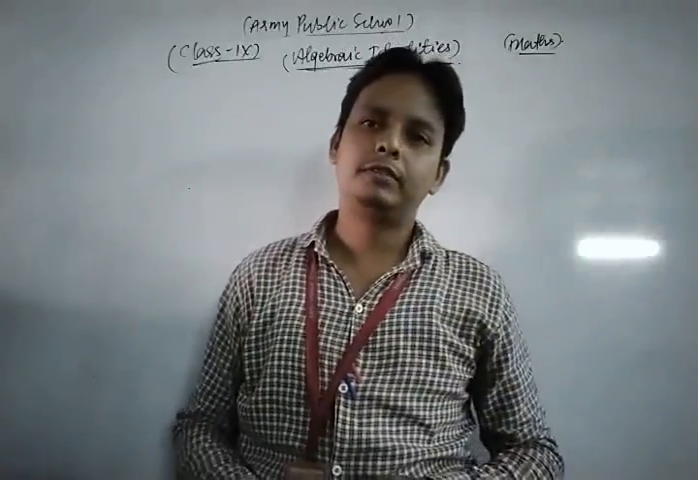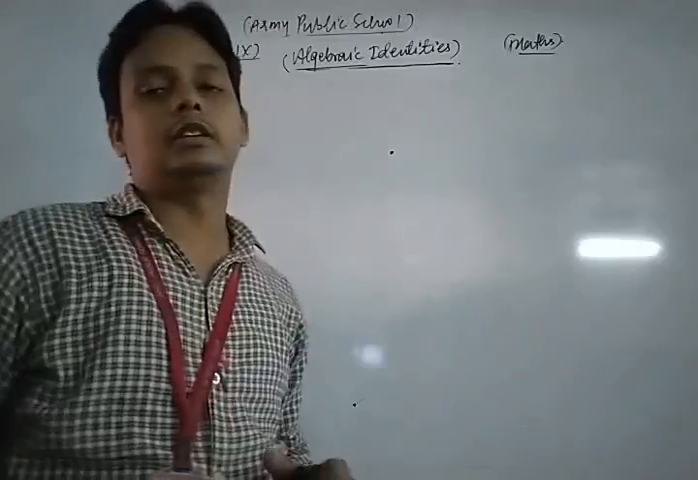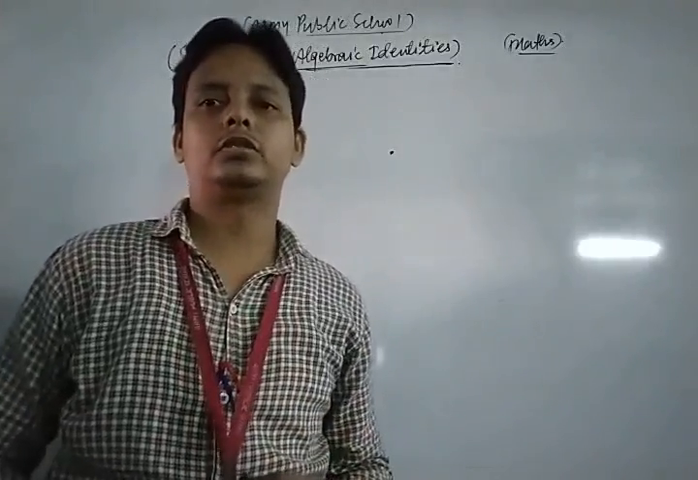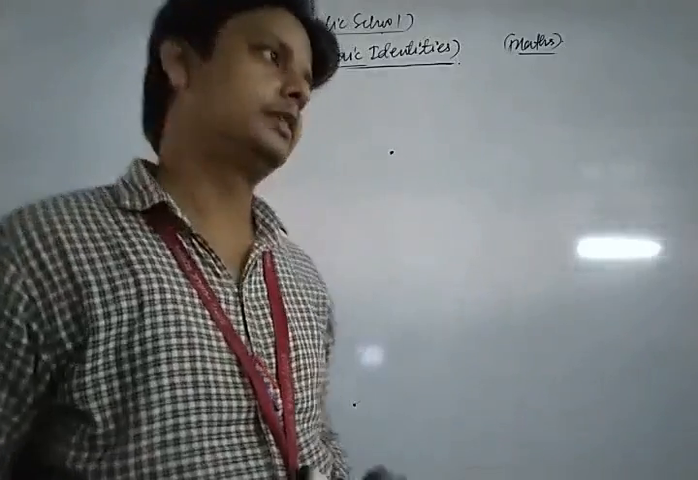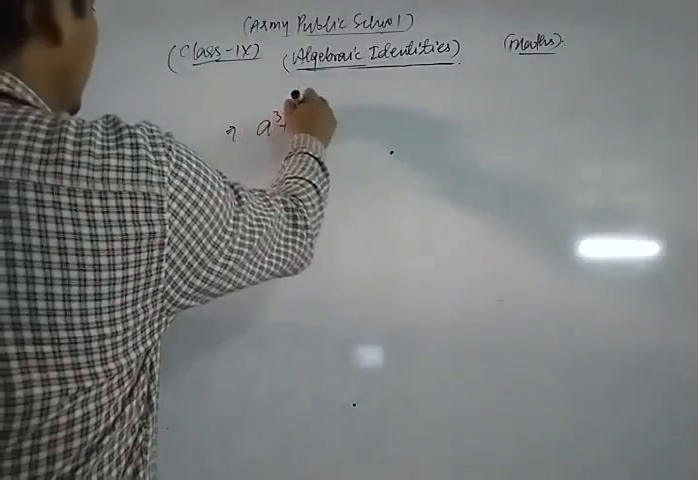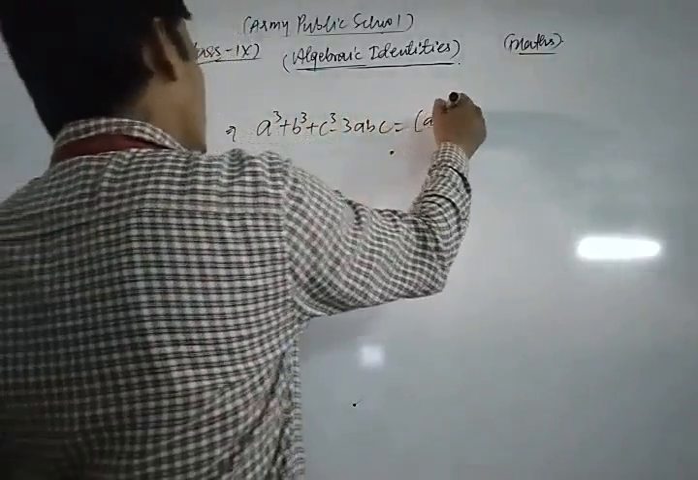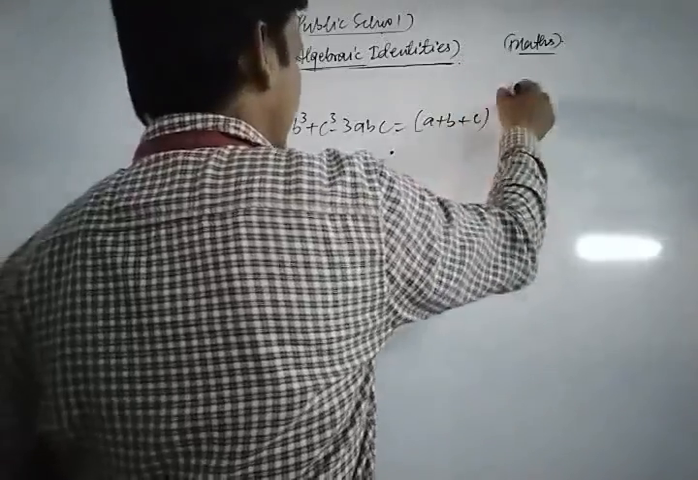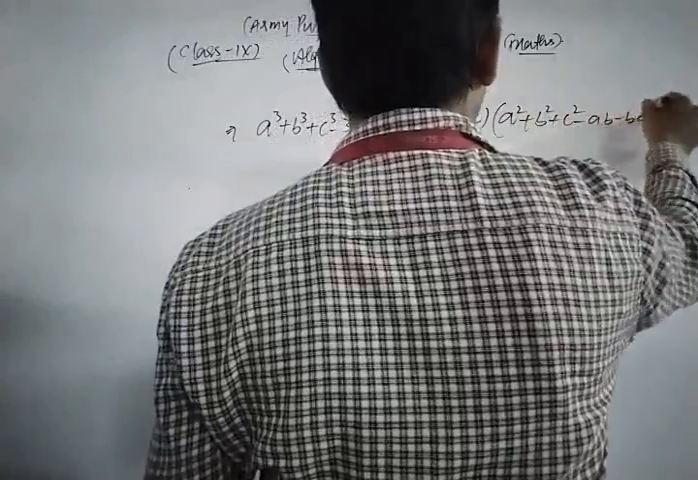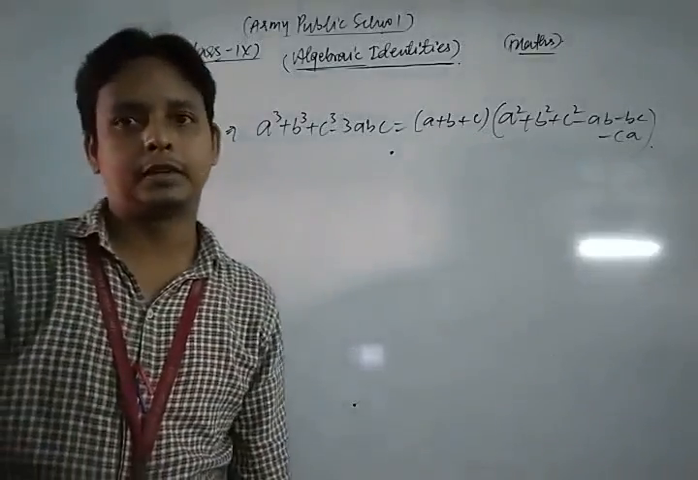Dear students, in the previous class we discussed some important questions related to that topic. Now in today's class we will discuss some important questions based on algebraic identities. Basically we are going to discuss a very important identity: a cube plus b cube plus c cube minus 3abc is equal to (a plus b plus c) in one bracket and (a square plus b square plus c square minus ab minus bc minus ca) in another bracket.